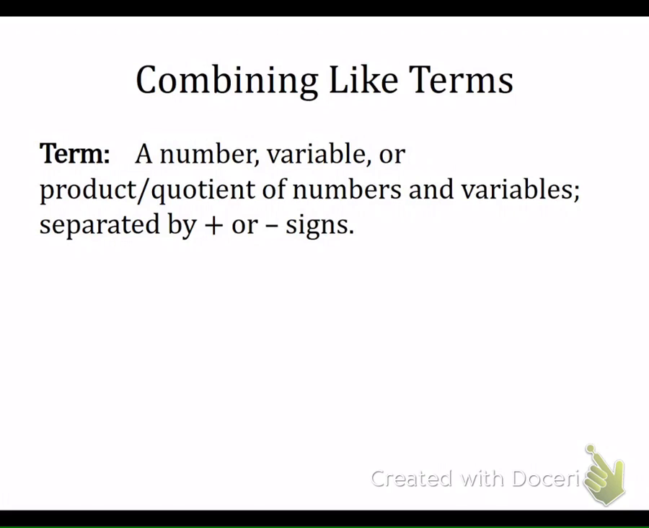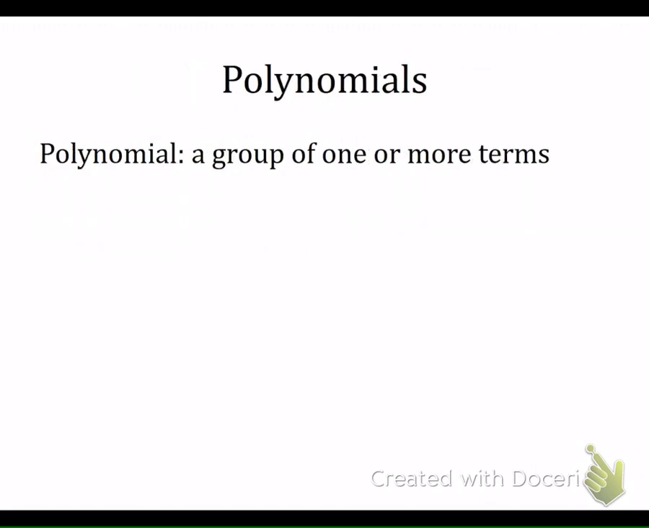So the first thing we're talking about is what does it mean to combine like terms? First of all, you have to know that word term. So a term is a number, variable, or product or quotient of numbers and variables separated by pluses or minuses. So this is the important part. Anytime you see a series of letters and numbers separated by plus and minuses, those are terms.